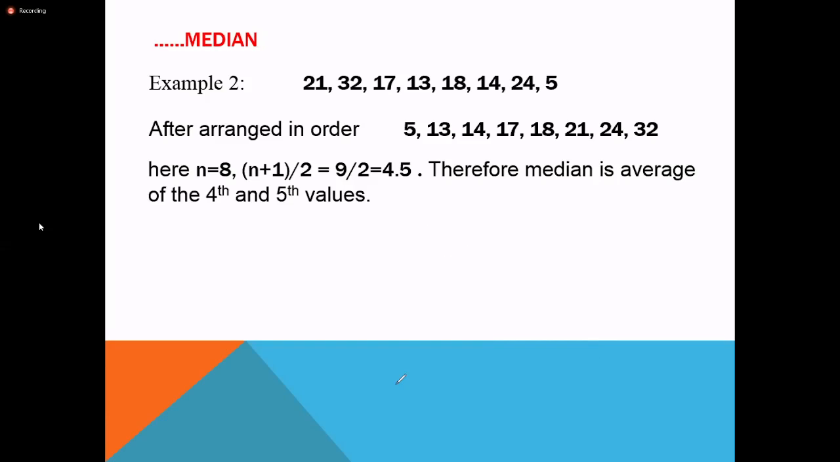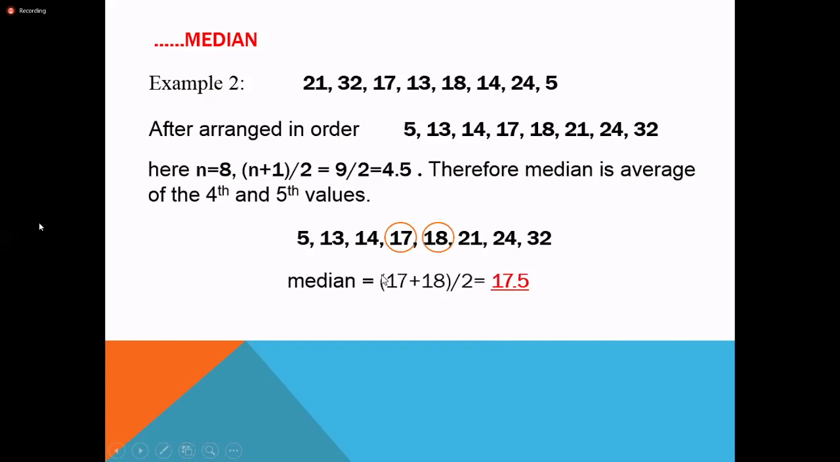Let's go to 5. So this is the 4th value. This is the 5th value. And then 17 and 18. So get the average of these two figures. Median is then 17 plus 18. Very simple thing we have to do, right?